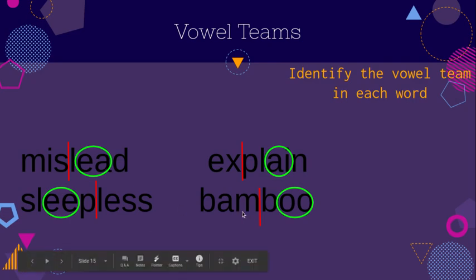And in the last word, bamboo, you should have divided the word between the M and the B. First syllable says bam, second syllable says boo. In the second syllable, the two O's work together as a vowel team to make the oo sound.